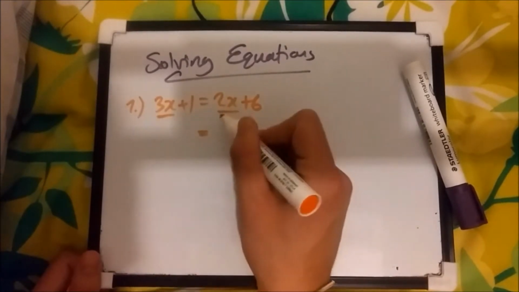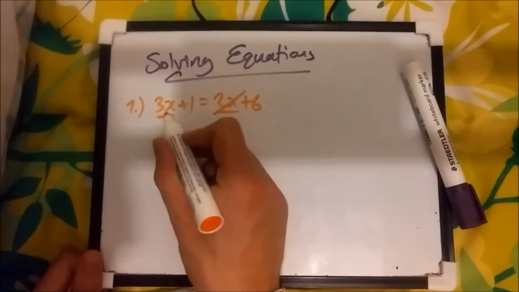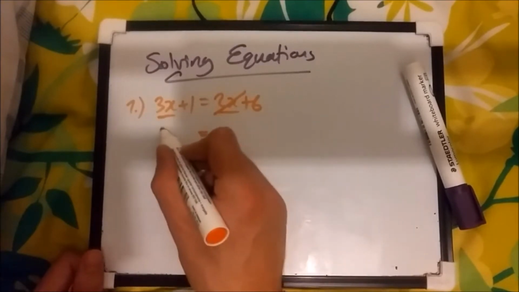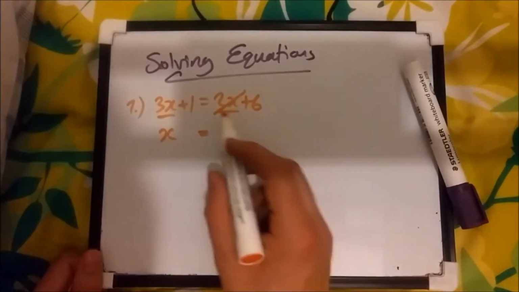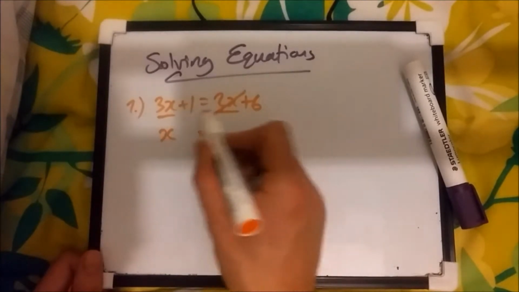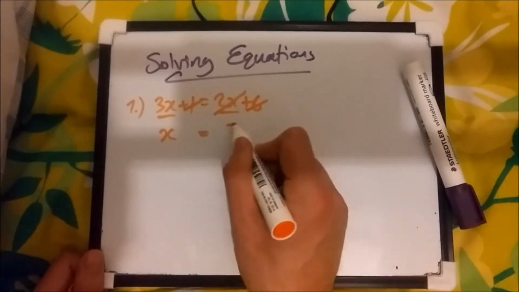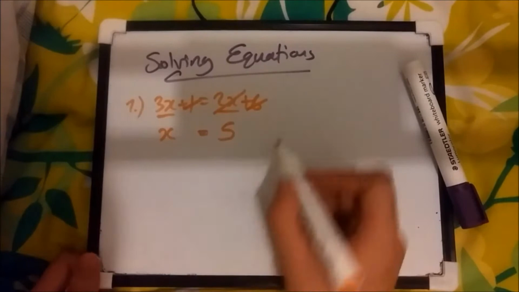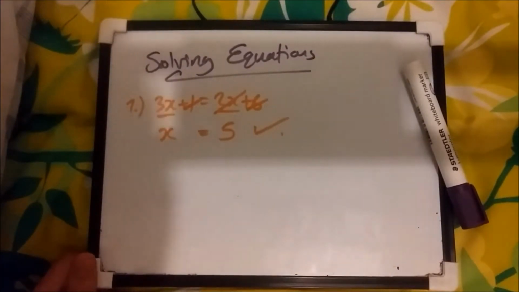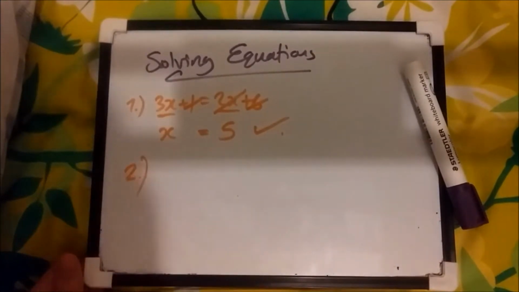So taking away 2x, this goes. We're going to have 3x take away 2x, which is just 1x, or x. Now subtracting 1 from both sides, this will go and this will become a 5. And that's it. x equals 5. Done. So that's the first question done. Now let's move on to number 2.